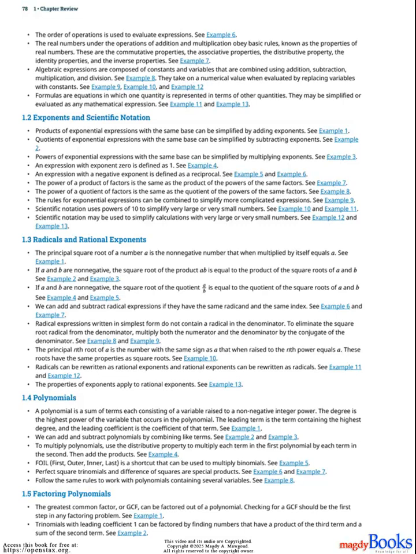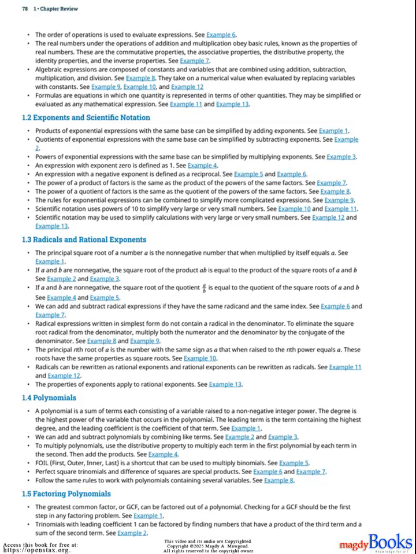1.2.10. Scientific notation may be used to simplify calculations with very large or very small numbers. See example 12 and example 13. 1.3. Radicals and rational exponents. 1.3.1. The principal square root of a number, a, is the non-negative number that, when multiplied by itself, equals a. See example 1.